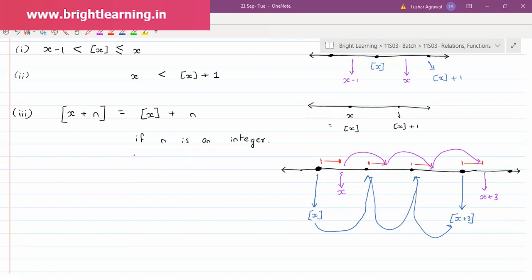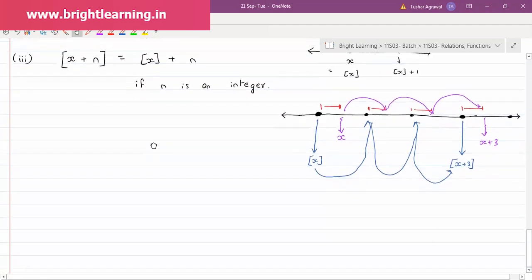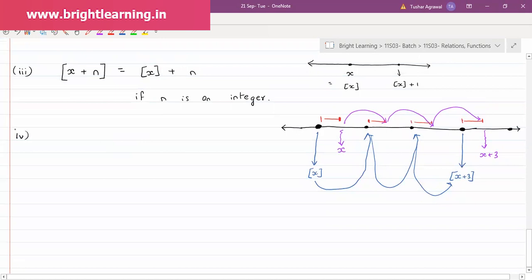And if you talk about the red part over here, the fourth property: again, if n is an integer, then you can also write that the fractional part of x plus n is equal to the fractional part of x. Don't worry about the plus n; it will be just the fractional part of x.